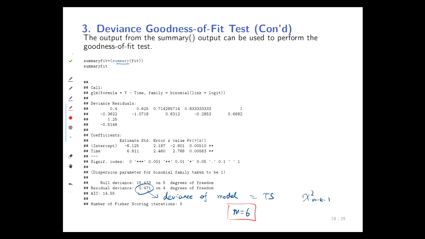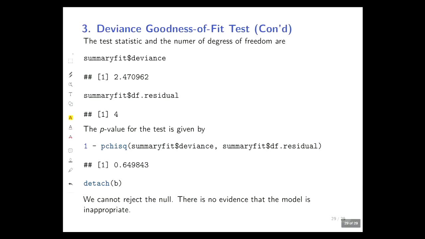And what's the number of k? k is actually the number of variables. Because we only have one variable, k equals 1. So m minus k minus 1 here is 6 minus 1 minus 1, which equals 4. So we need to compare to the chi-square distribution with 4 degrees of freedom. So how do we do that?